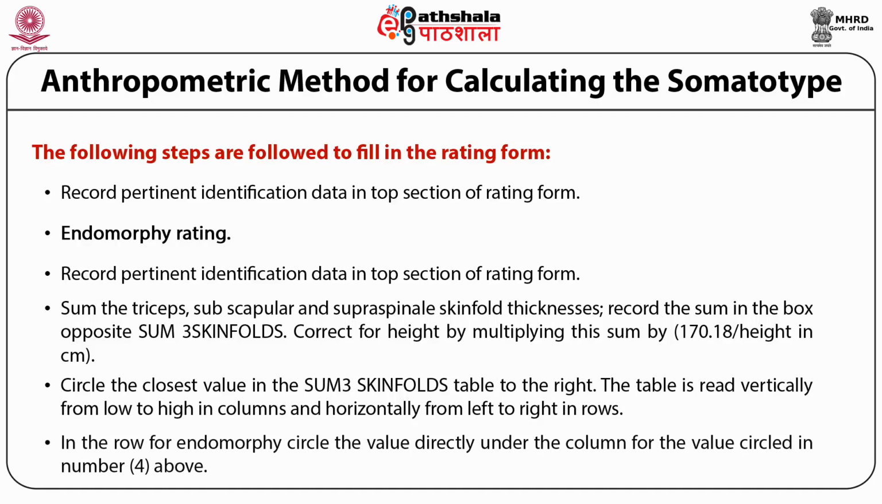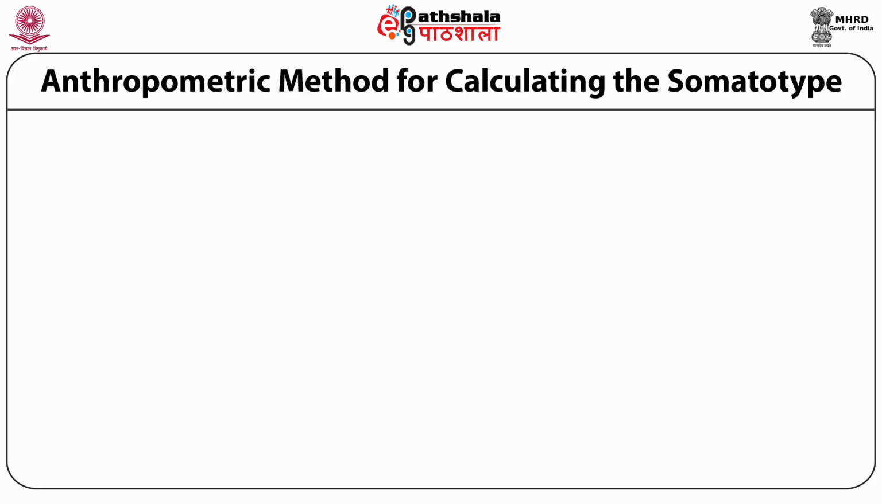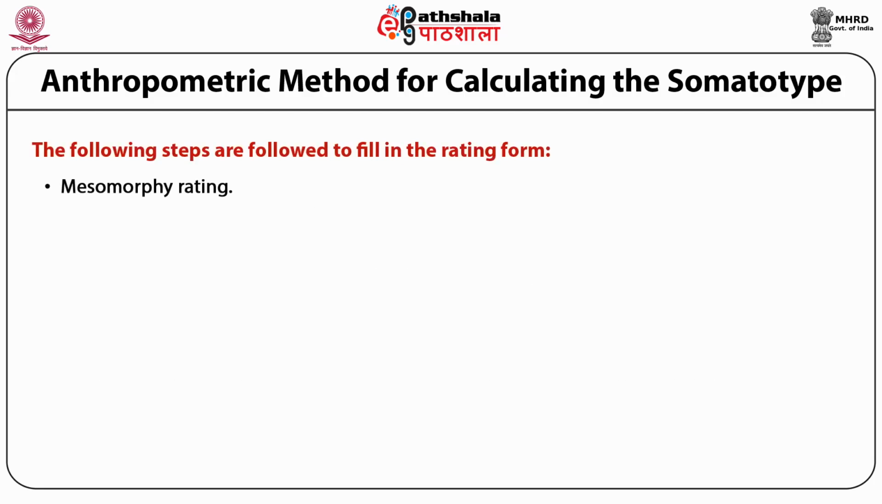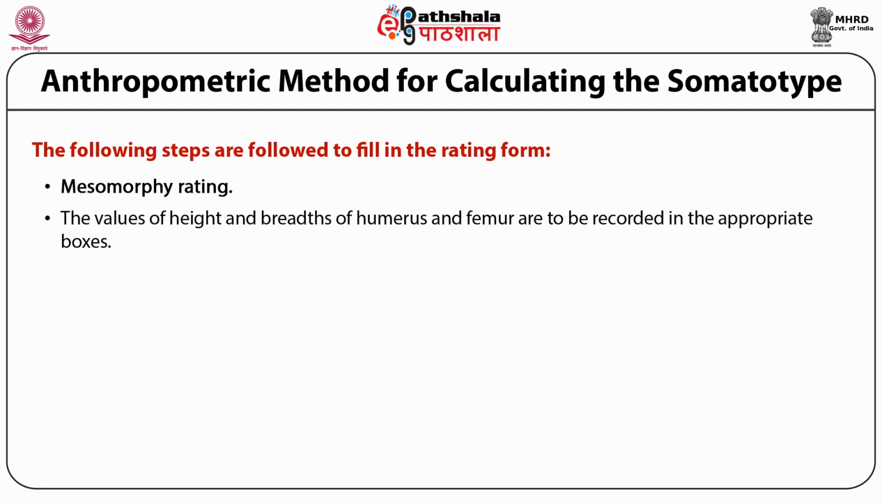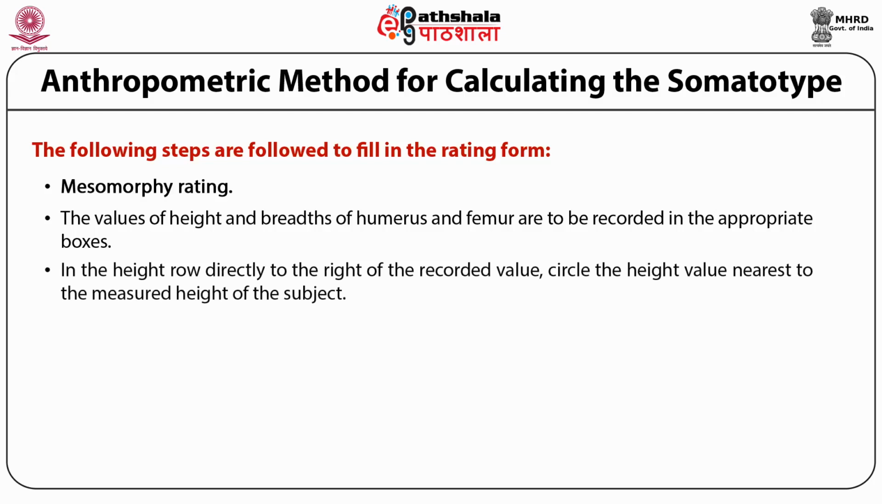In the row for endomorphy, circle the value directly on the column for the value circled in number 4 above. For mesomorphic rating, values of height and breadth of humerus and femur are to be recorded in the appropriate boxes. The skinfold thicknesses are corrected before recording girths of biceps and calf. Then in the height row directly to the right of the recorded value, circle the height value nearest to the measured height of the subject.